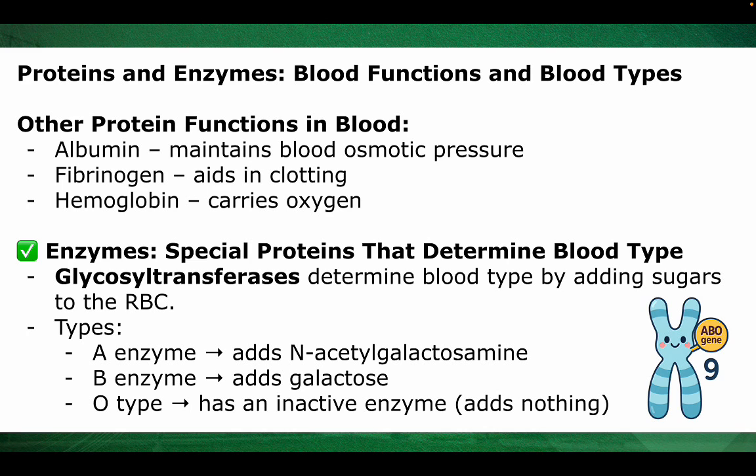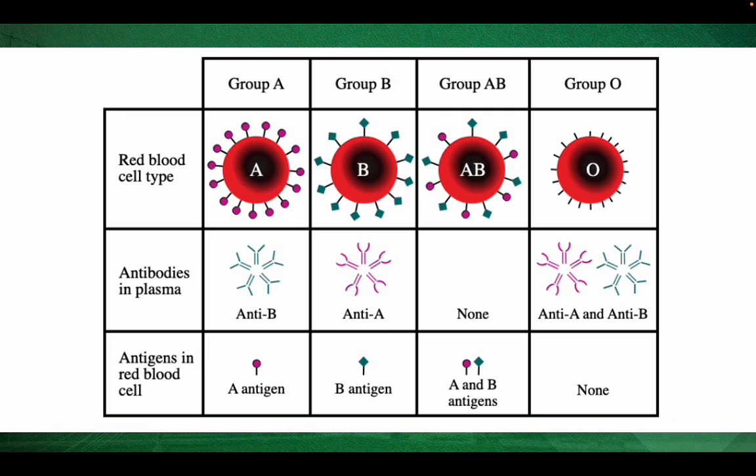So when you get a blood transfusion, it's critical to match blood. This is to avoid immune reactions. If the donor's red blood cells have antigens that the recipient's antibodies recognize as foreign, the antibodies will attack them. So here's a table showing the different blood types. Now, we're not really just type A, type B, type O, type AB. Something's missing. The positive and the negative.